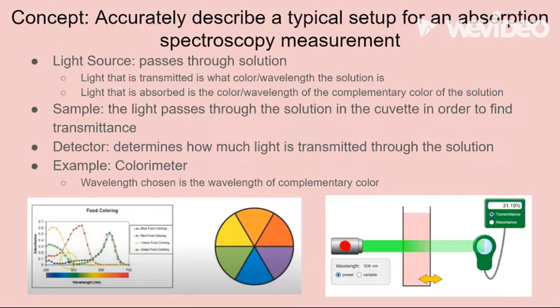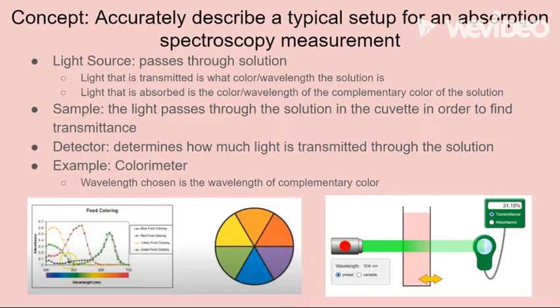Therefore, we can see from the graph that the most absorbed color of green dye is red. This is important later when I choose the wavelength setting on the colorimeter because the wavelength used is whichever measures the highest absorbance of the solution, as that is the wavelength of the complementary color. I will expand on that more in my practical video.